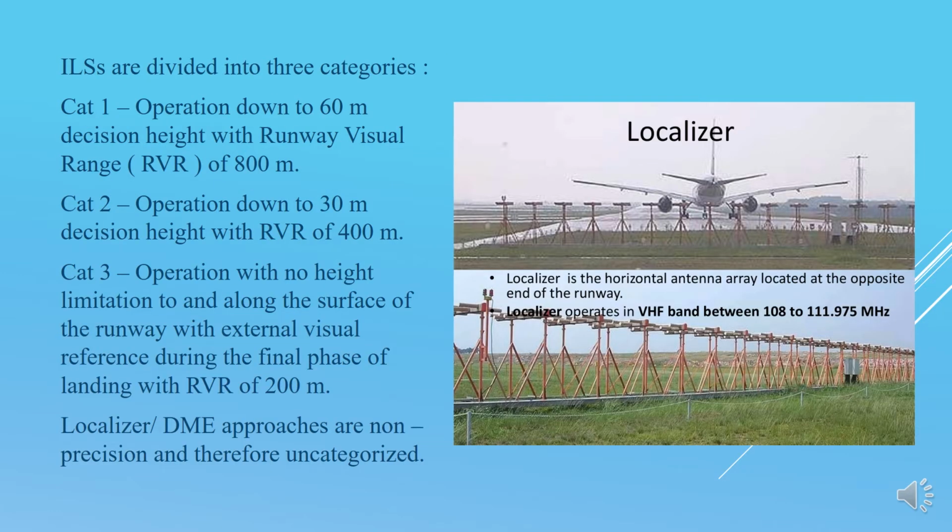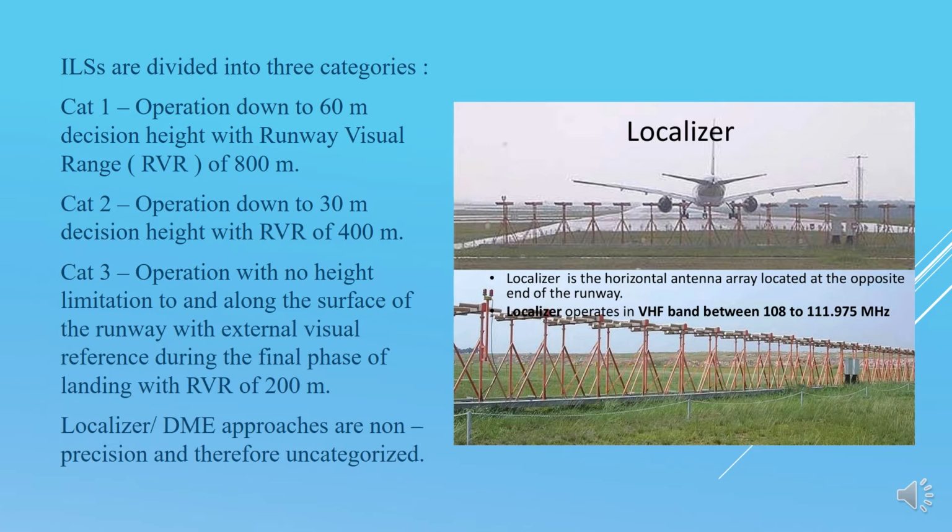ILS are divided into 3 categories. Cat 1, operation down to 60 meters decision height, with runway visual range RVR of 800 meters. Cat 2, operation down to 30 meters decision height, with RVR of 400 meters.